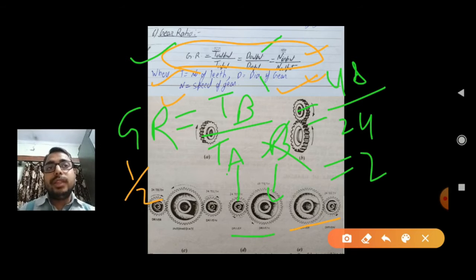One more thing: when the gear ratio of a system is higher, the torque transmission capacity is higher, and the speed of the output shaft, the driven gear, is less. The opposite case is also applicable. When the driven gear is smaller, the gear ratio is less than 1, the speed of the driven gear is higher, and the torque transmission capacity of the gear will be less.